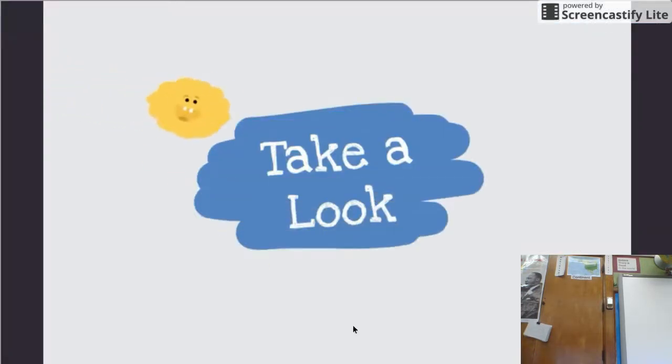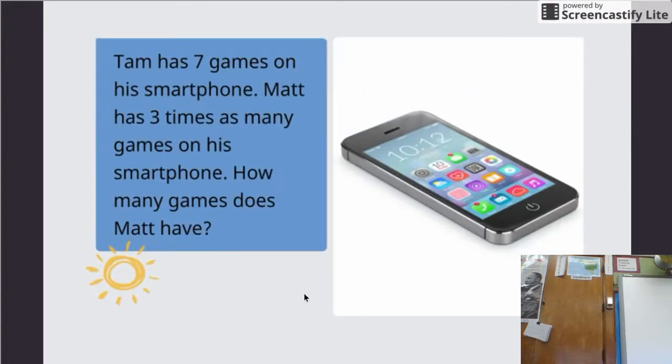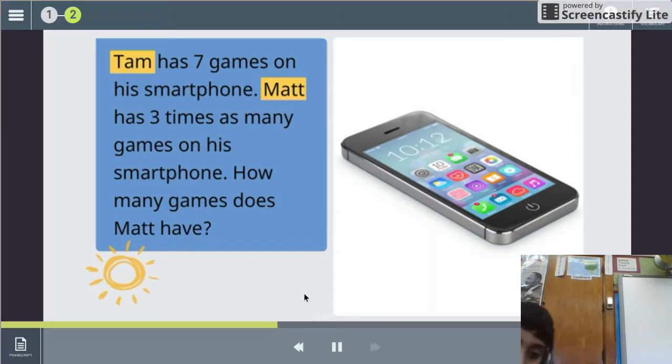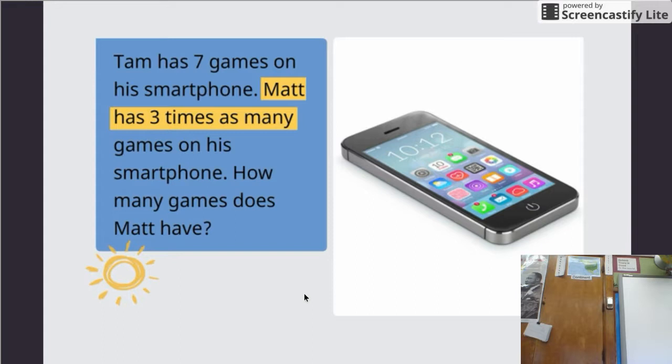Fantastic! Let's now take a look at another problem that uses multiplication to compare. Tam has 7 games on his smartphone. Matt has 3 times as many games on his smartphone. How many games does Matt have? This problem compares the number of games Tam and Matt have on their smartphones. Matt has 3 times as many as Tam.